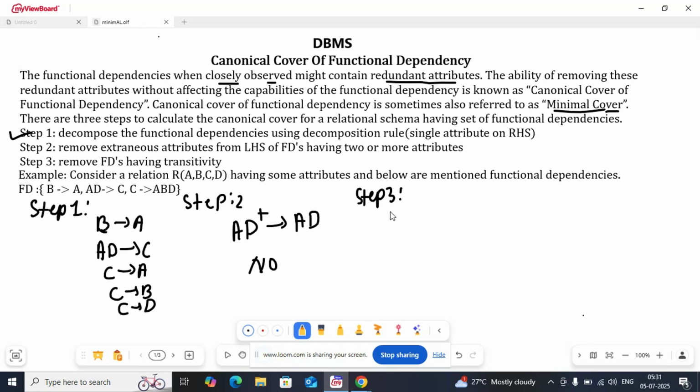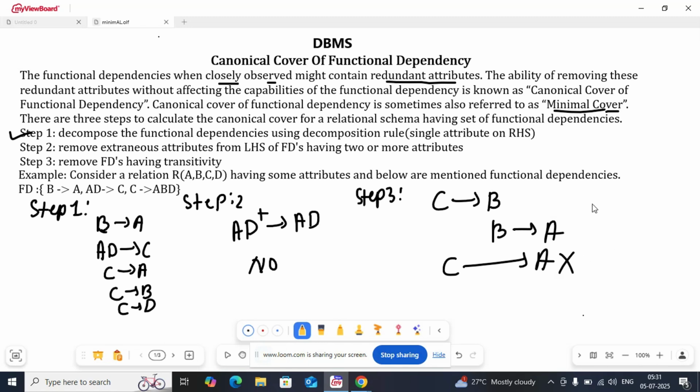remove transitive dependency. Check, is there any transitive dependency present here? Yes, there is. From C to B, so I can get C to B, and I also have B to A. Is it a transitive dependency? Yes. We already have C to B and B to A. If you want to go from C to A, we can go through C to B, B to A. So there is no need for this functional dependency, and we can remove this line.